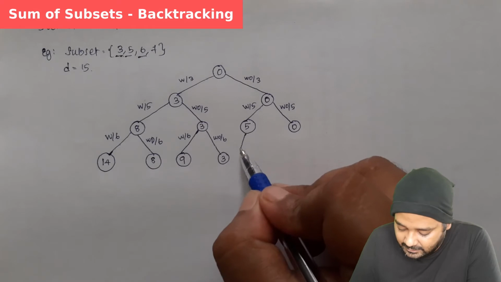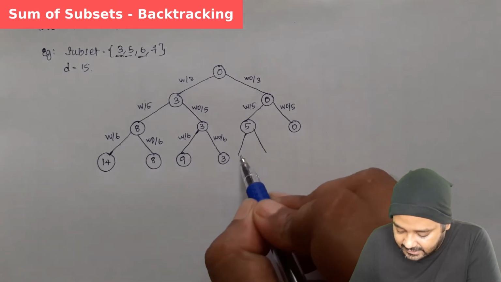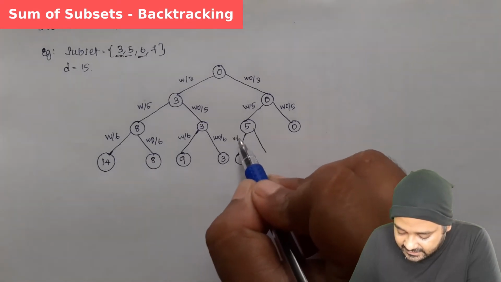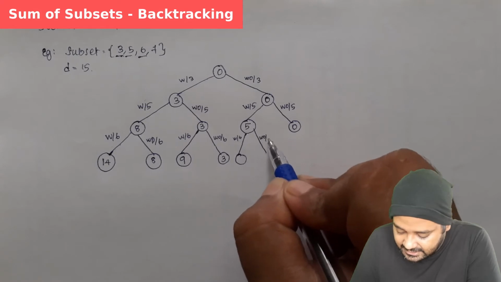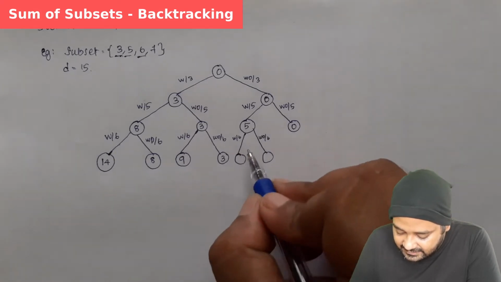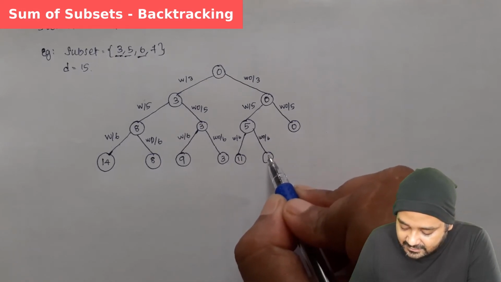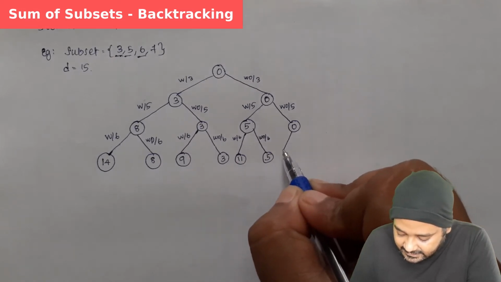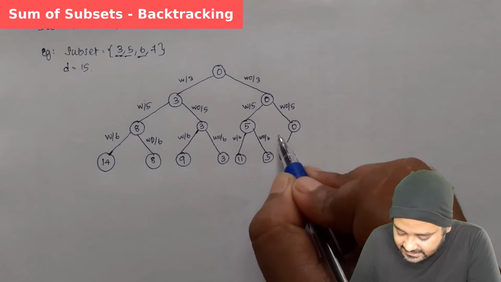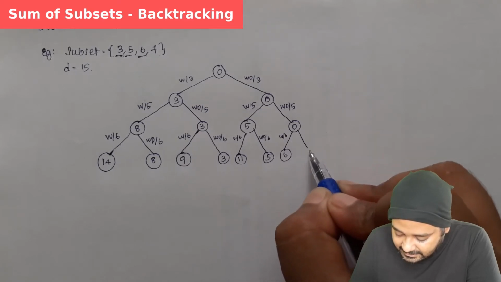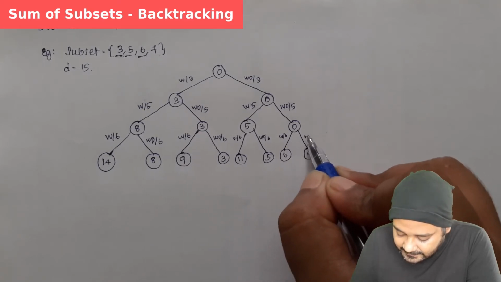So similarly here what I have to do, I just have to travel like that. So here I just have to consider with the 6 and then I'm just going to consider without 6. So with 6 the value will be 6 plus 5, obviously 11. Without 6 the value will be 5. So here with the 6 the value will be 6, right? So without 6 my value will be 0.